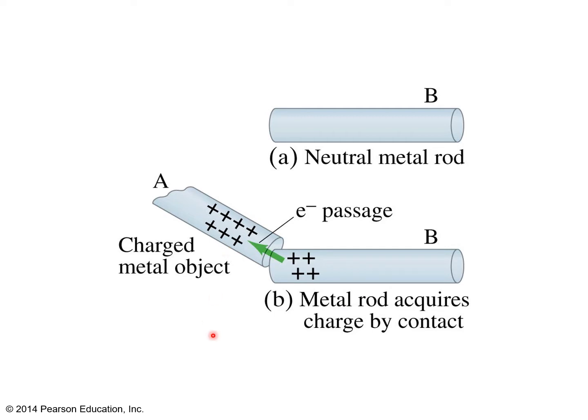So in other words, the neutral metal rod right now is losing electrons. So when it loses electrons, it becomes more positive. So this is what we call losing neutrality.